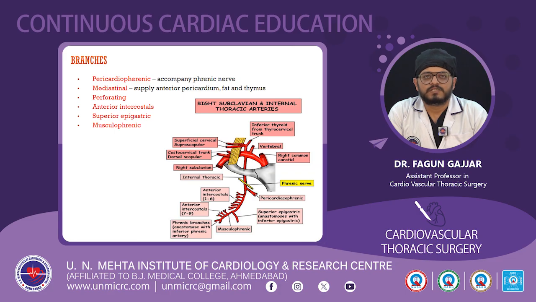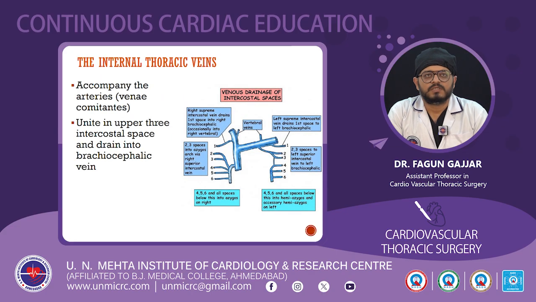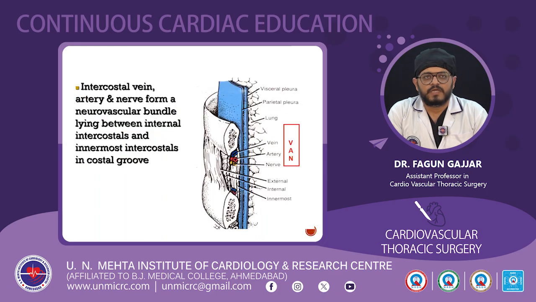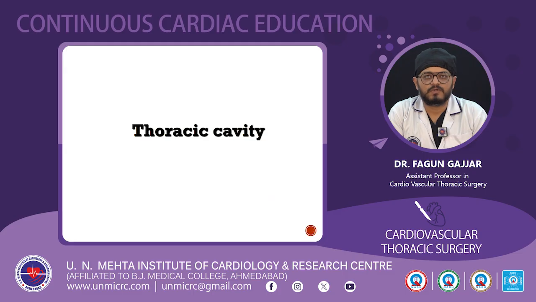The branches of the internal thoracic artery are the pericardiophrenic, which accompanies the phrenic nerve. Mediastinal branches supply the anterior pericardium, fat and the thymus. Perforating branches, anterior intercostal arteries, superior epigastric and musculophrenic are its terminating branches. The internal thoracic vein accompanies the artery as vena comitans, unites in the upper 3 intercostal spaces and drains into the brachiocephalic vein. The intercostal artery, vein and nerve form a neurovascular bundle lying between the internal intercostal and the innermost intercostal muscle in the costal groove. The relationship of the neurovascular bundle is: above is vein, below is artery, and lowermost is the nerve.